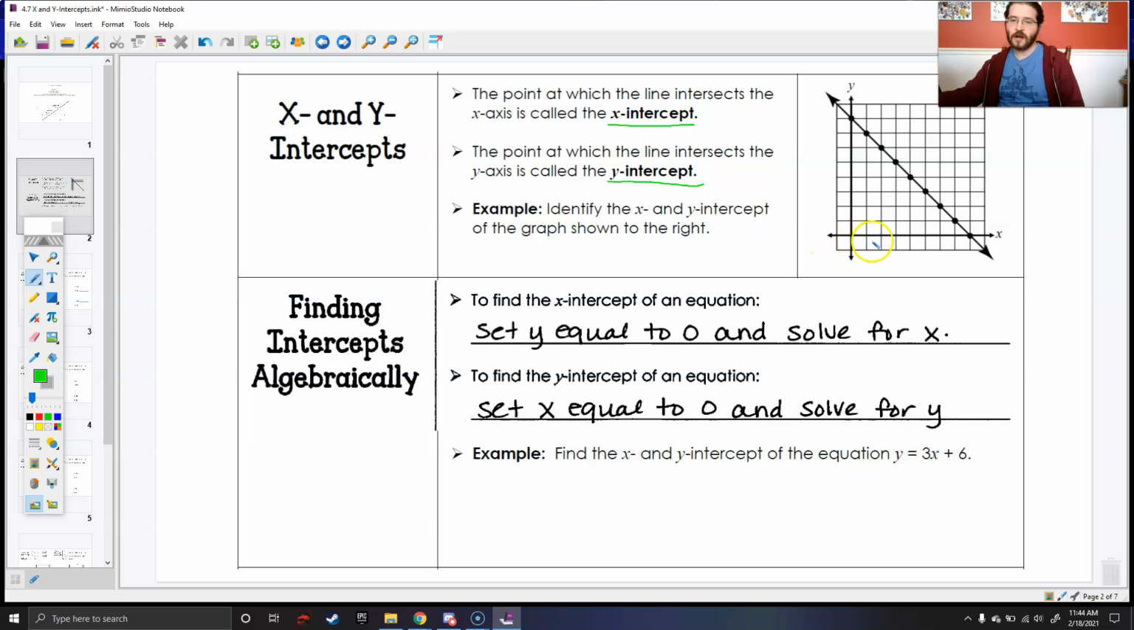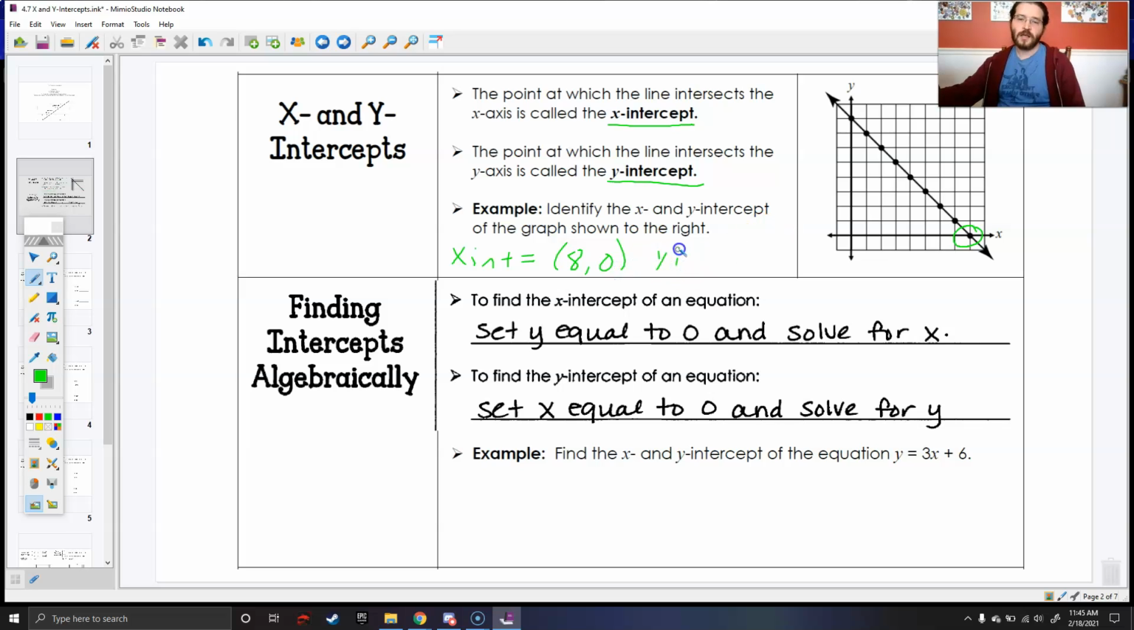So let's take a look at our x-axis. All right, so this point is going to be our x-intercept. So we have 1, 2, 3, 4, 5, 6, 7, 8. So x-int is going to be equal to 8, because this is our x value, and then 0.